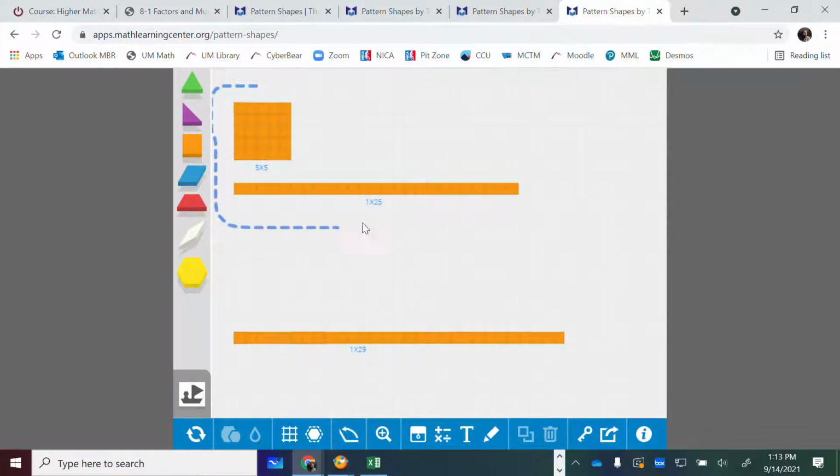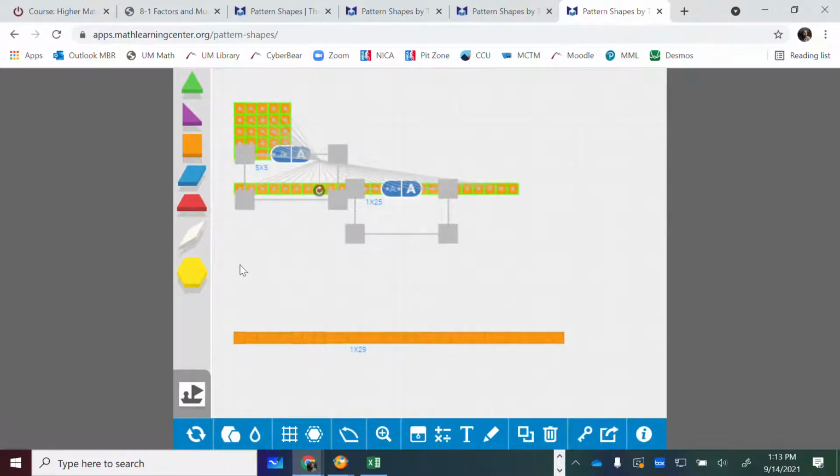Maybe I should draw these in a different color so we can distinguish them. Let's make those blue or something. There we go. So the 25 tiles in blue on top can be written in one of two ways. So you either get a 5 by 5 or 1 by 25. And the 29 tiles, you can only write this in one way. It's 1 by 29.